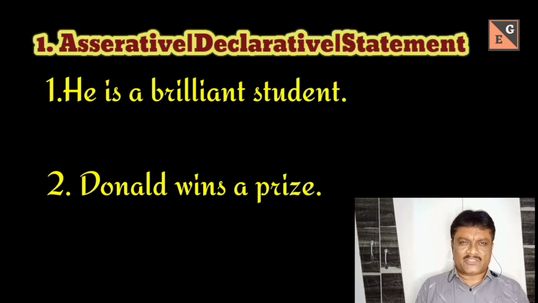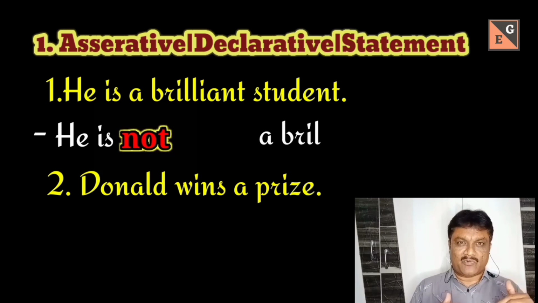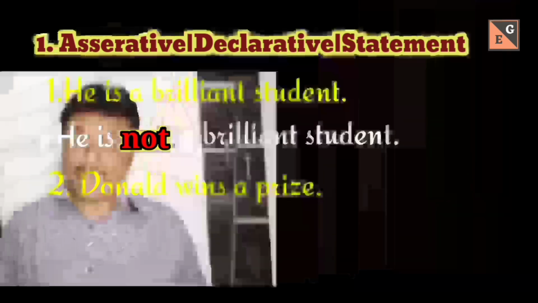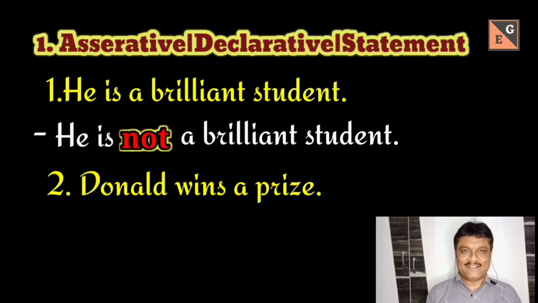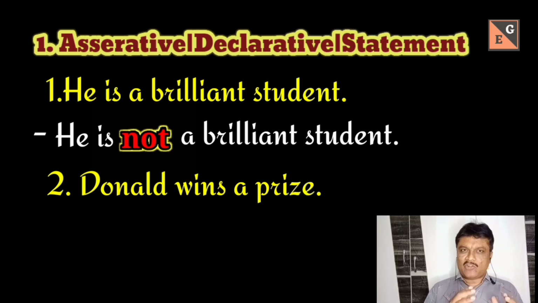Well, so far the first sentence is concerned, it's very easy to make negative of it. Just put not after the auxiliary verb is and we get the negative form of it. That is, he is not a brilliant student. But friends, the same rule can't be applied to the second sentence. We have to import a corresponding proper auxiliary verb from outside the sentence.